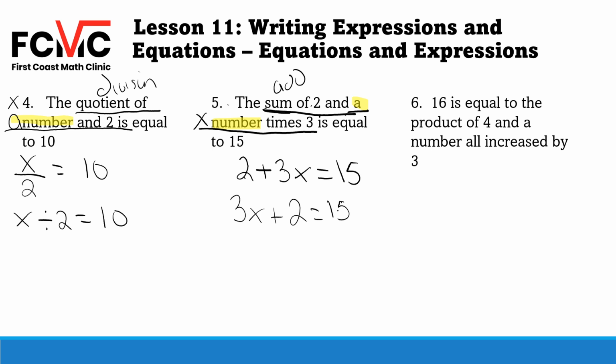And then number 6, 16 is equal to the product of 4 and a number. So a number, so that's x, and we want the product of 4 and a number, so 4x, all increased by. So when we say all increased by, it means we're grouping the 4 and the x together, and we're increasing the 4 and the x together all by 3. So we should have this 16 equals 4x plus 3.